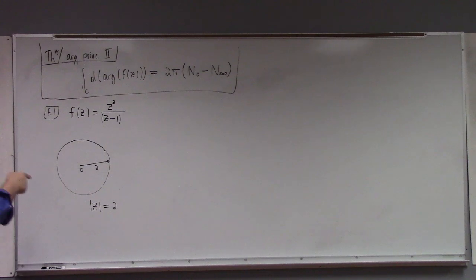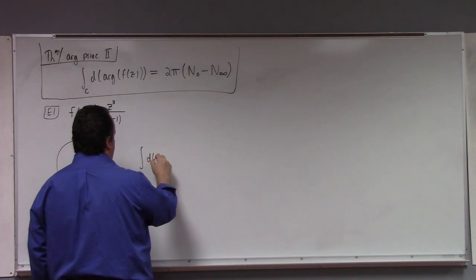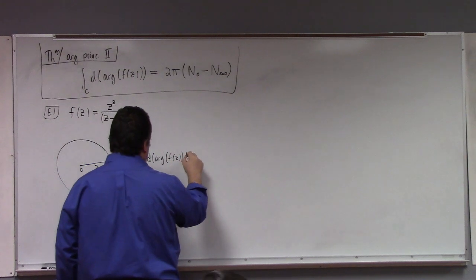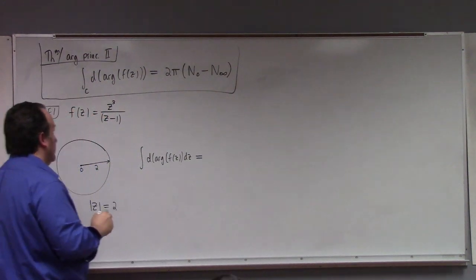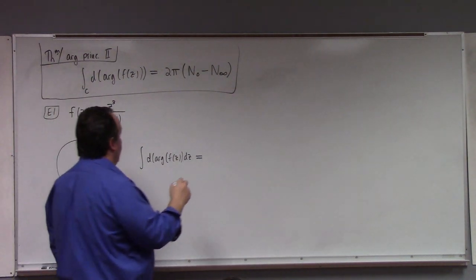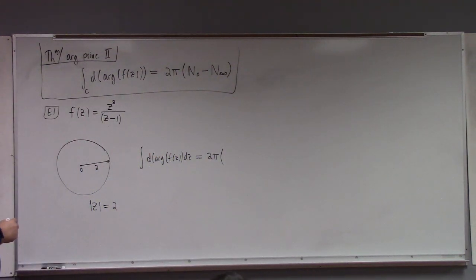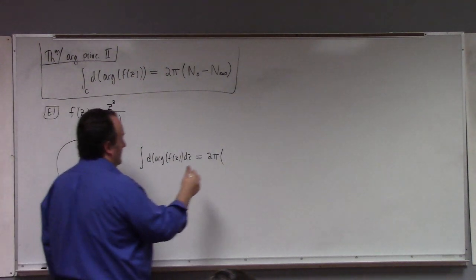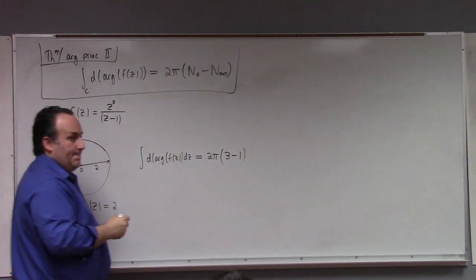Then this theorem says that the integral of the differential of the argument of this function is equal to 2 pi times what? What's the number of zeros? 3 minus 1. Well, 3 zeros. Yeah, 3 zeros and 3 minus 1, just like you said. How'd you get 1?